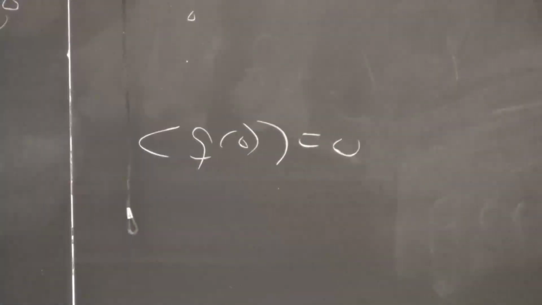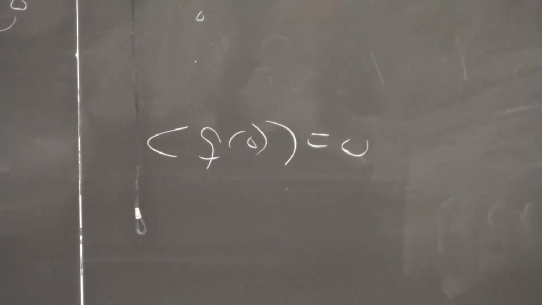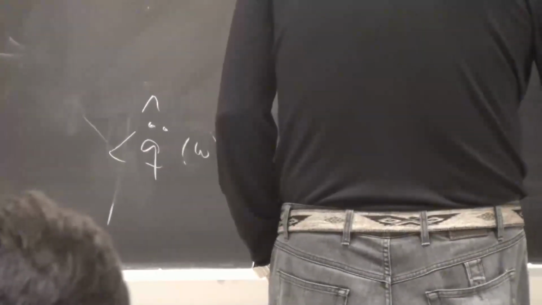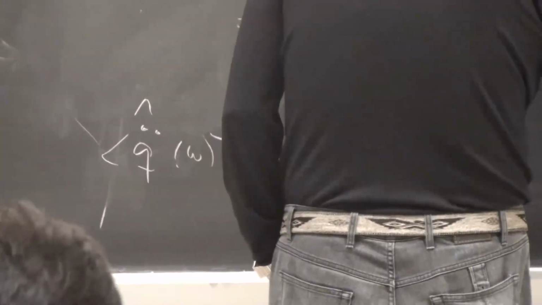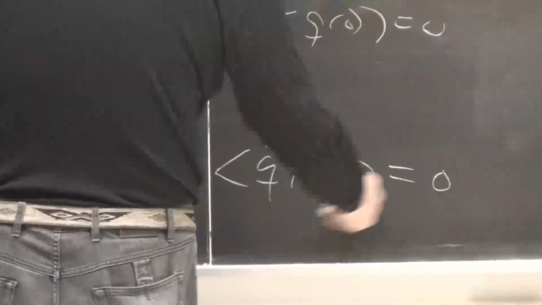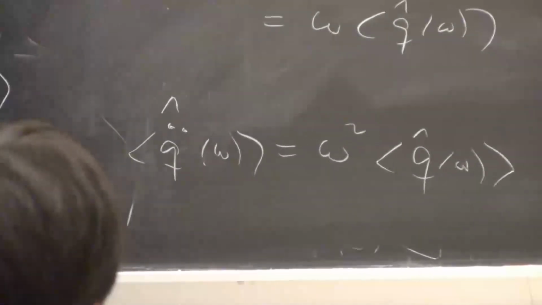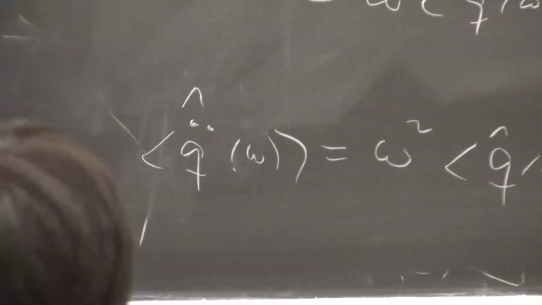And so likewise, you can show that Q dot hat of omega is omega squared times Q hat of omega, using that Q dot of 0 is 0. So the velocity distribution is also 0 for a harmonic oscillator, also for obvious symmetry reasons.